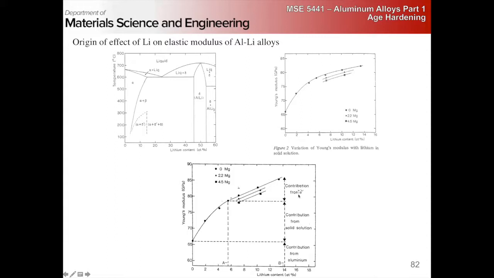Remember, the delta prime was an ordered structure, right? So when we have that ordered structure, we have an aluminum completely surrounded by lithium, and lithium completely surrounded by aluminum. So we're maximizing our probability of stronger bonds forming, and that's why we're able to get such a big increase in stiffness out of this system, whereas when we talked about aluminum copper and aluminum magnesium, we didn't talk about changes in moduli, right? It's very little.